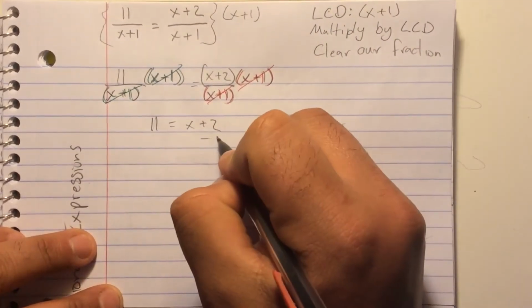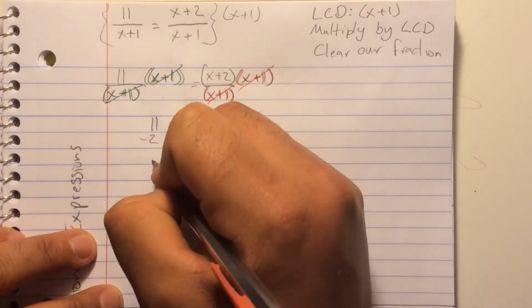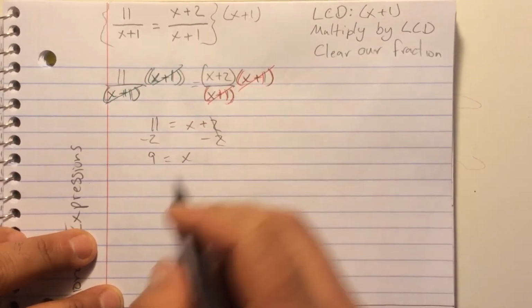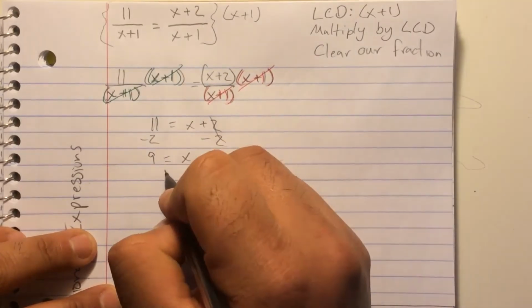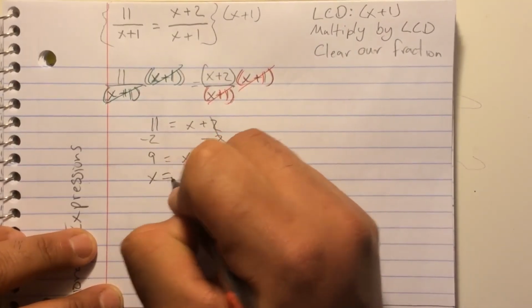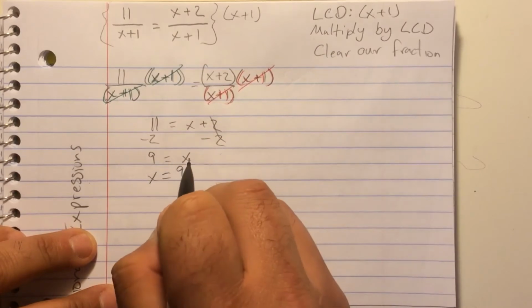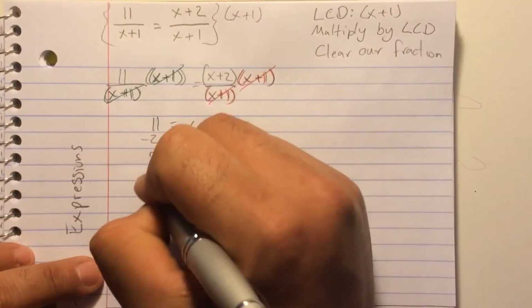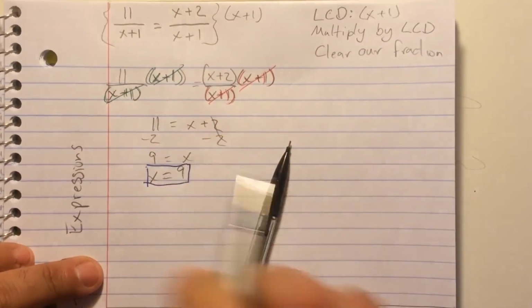So we're going to subtract 2 here, subtract 2 here. This is 9 is equal to x plus 0, which we need to write. The symmetric property of equality says that we can change this from 9 equals x to x equals 9. So this is the answer we got for this one.